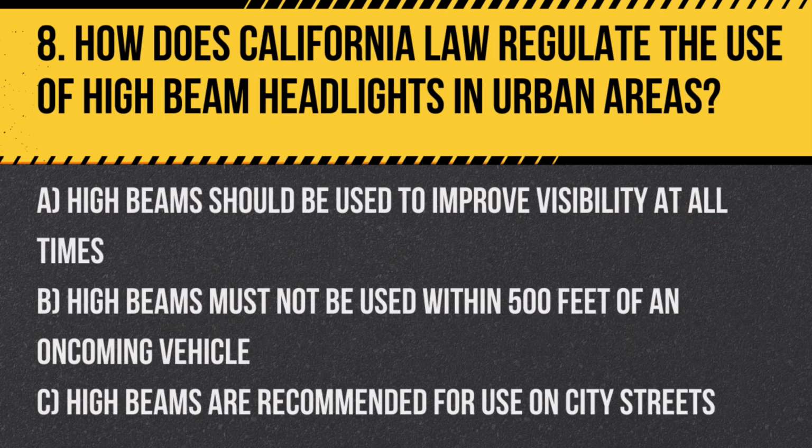Question 8. How does California law regulate the use of high beam headlights in urban areas? A. High beams should be used to improve visibility at all times. B. High beams must not be used within 500 feet of an oncoming vehicle. C. High beams are recommended for use on city streets.